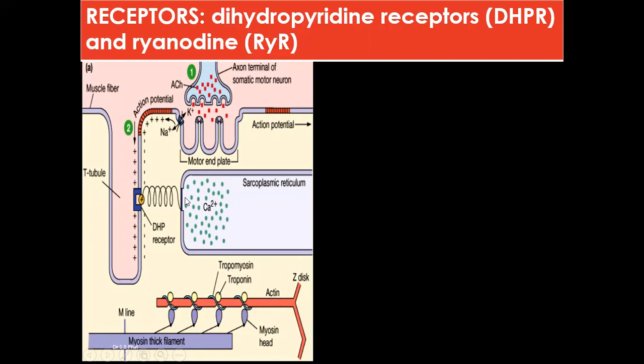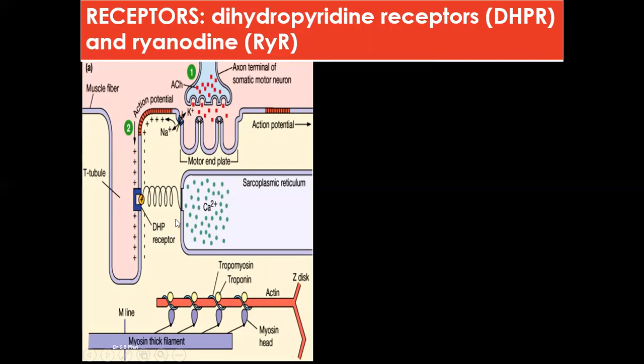Now I just want you to appreciate the two receptors: the dihydropyridine receptors found in the T-tubule, and the ryanodine receptors on the sarcoplasmic reticulum. So dihydropyridine receptors and ryanodine receptors are found in the sarcotubular system.